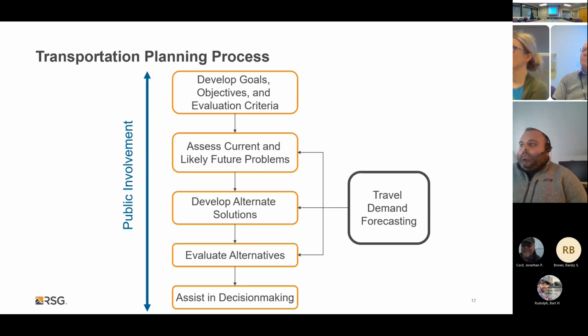So where in transportation planning does the travel demand modeling process typically fit in? It's a means to the end of effective planning results. So here we have the transportation planning process, where we go through the process of developing goals, objectives, evaluation criteria, of developing the vision for the region. And then we want to assess current and likely future problems, develop alternative solutions, evaluate those alternatives, and then assist in decision-making for what the regional policy is going to be, or what the statewide policy is going to be.